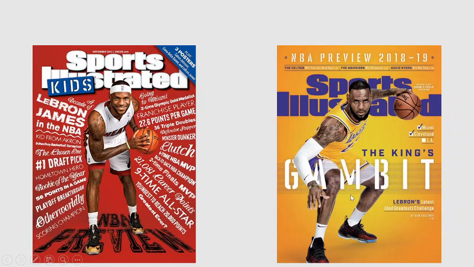Another blaring example of this can be seen in the image that's used. The image of LeBron James used on the left magazine, targeted towards kids, is more friendly and inviting, whereas the image used that's targeted towards adults shows a more focused and switched on LeBron James. So again, we have two different magazines covering the same topic, but due to their different target audiences, the way those topics are presented is very different.